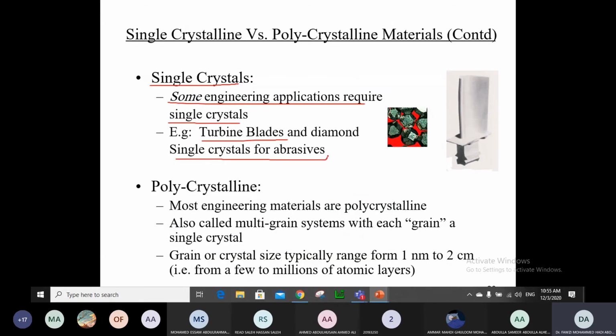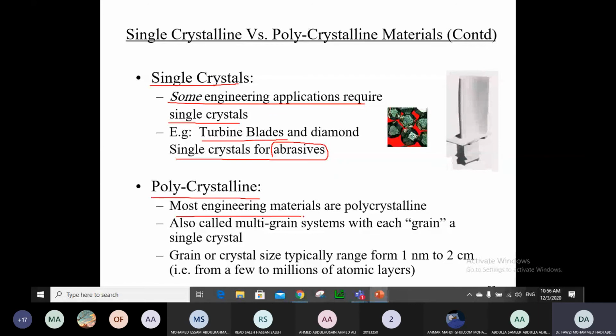Also, single crystals are used for abrasives, for example. If you want to cut materials, you would use single crystal materials instead of polycrystalline material. One question I will put for you. You have diamonds, right? Jewelry, that we use normally. The hardest material is the diamond, so you use diamond to cut the other materials. What do you use to cut diamond then? Think about that question. We will answer it next lecture. I will put it for you there.